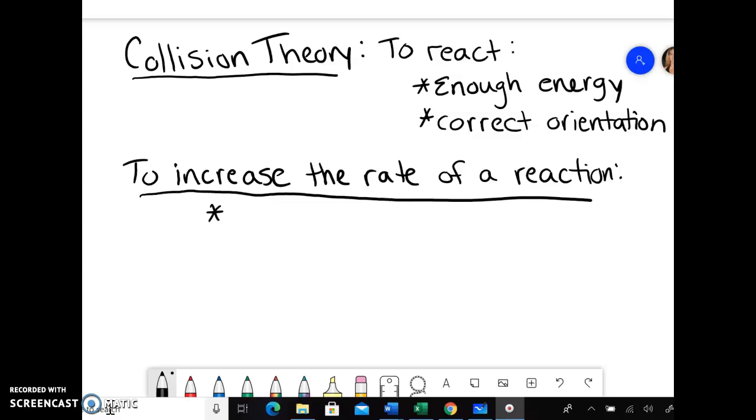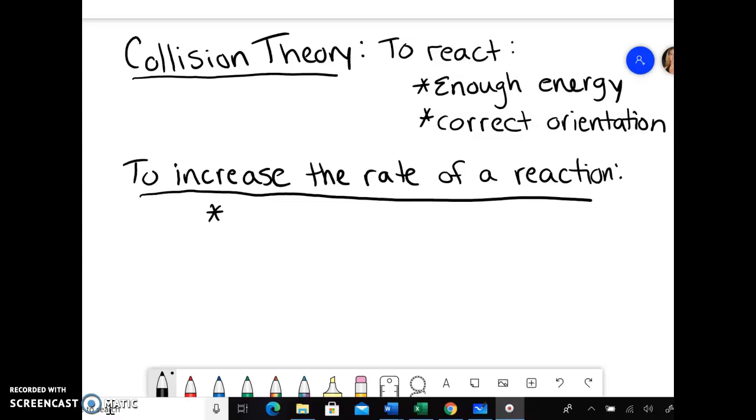This is the idea that in order to react, the molecules need two conditions to be met. They need to have enough energy when they slam into each other. So if they're moving too slowly, meaning at a cold temperature, they're just going to bounce off each other and they won't have enough energy to actually change their bonds. The second thing they need is the correct orientation. They need to be turned the right way and they need to have the correct bonds broken and formed in order to create the new product.